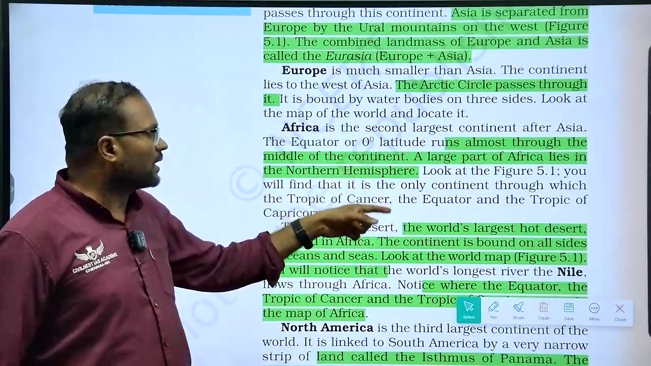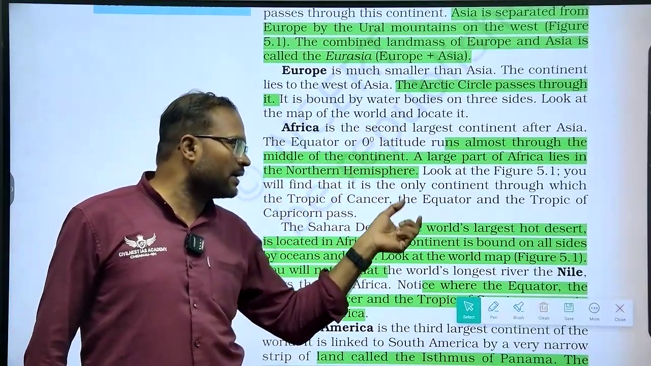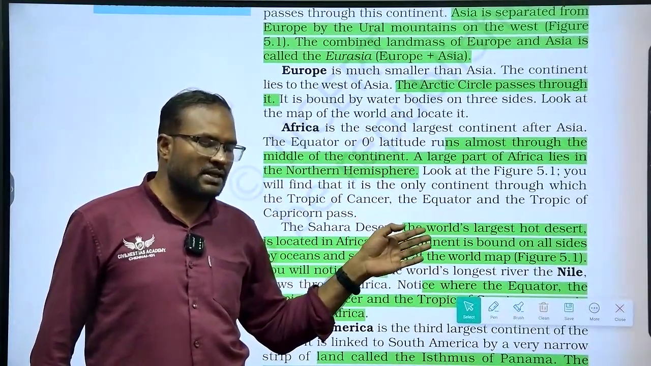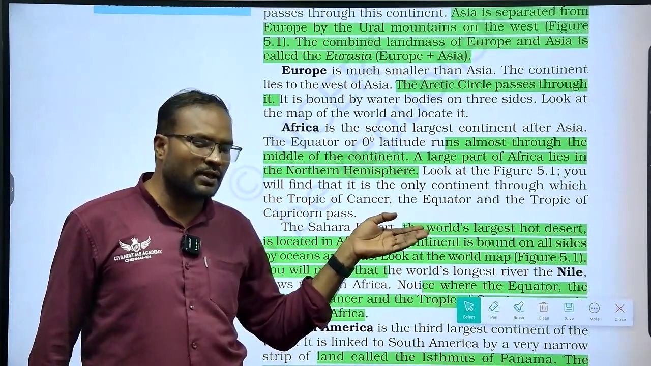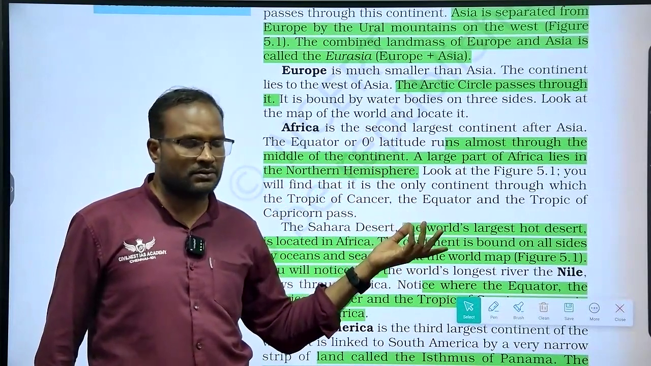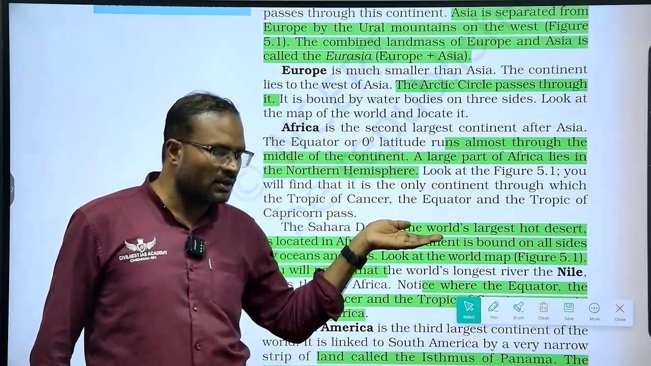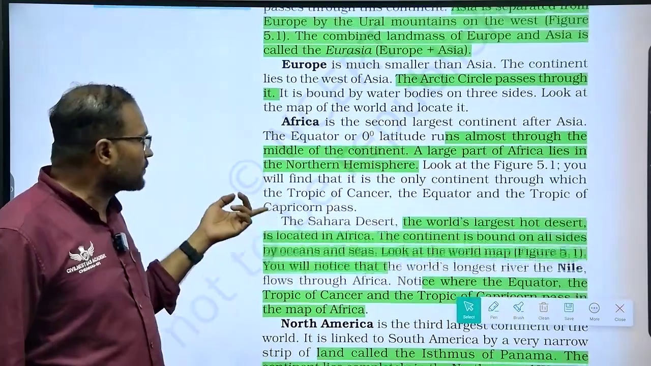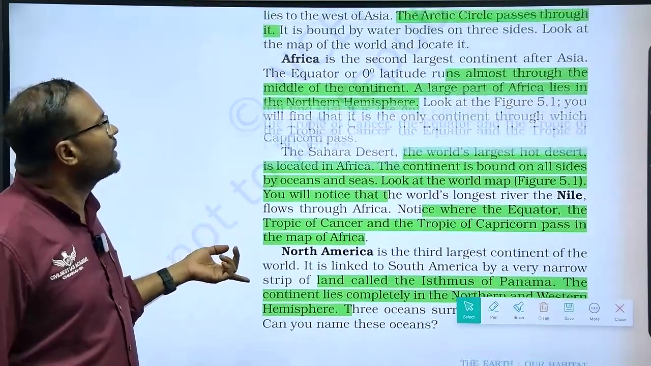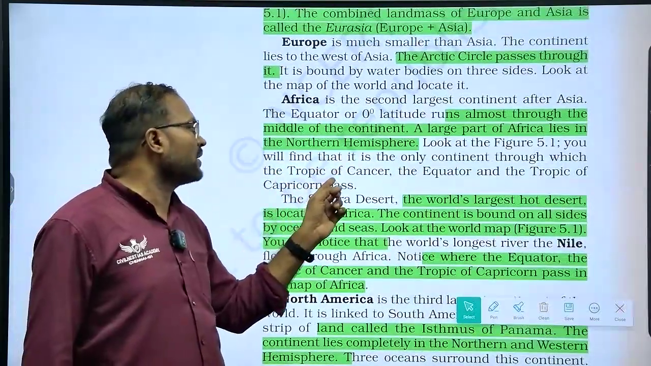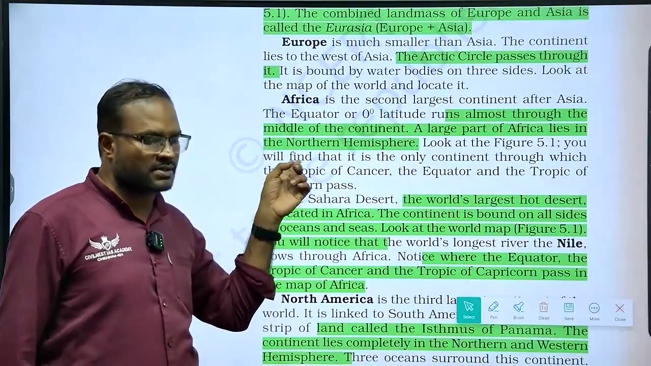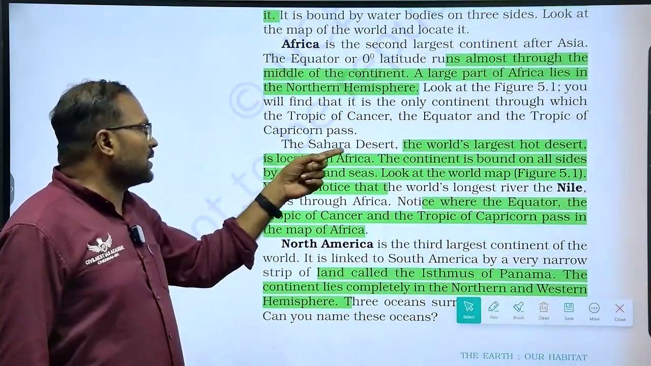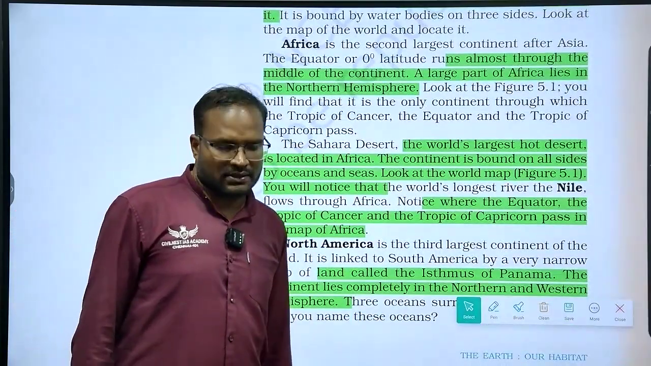Here I have highlighted the questionable areas in green, and some areas are not marked, which I will deal with orally. I will deal with the marked part as well as the non-marked part. And remember, it is the only continent through which the Tropic of Cancer, Equator, and the Tropic of Capricorn pass. Africa's Sahara Desert is the world's largest hot desert.